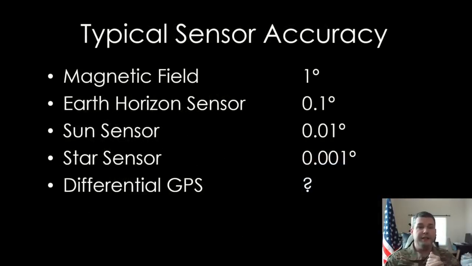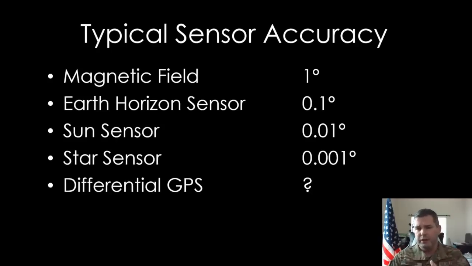So here's the typical sensor accuracy. If you'll notice, differential GPS just has a question mark. That's because differential GPS is using a position estimate to get an attitude estimate. So there's really not a one-to-one correlation. It really depends on the size of your spacecraft and the precision of the GPS when you're using it.